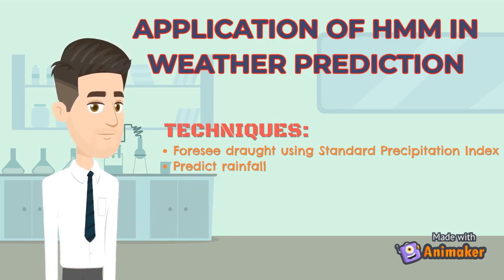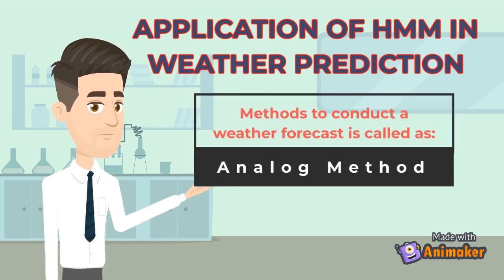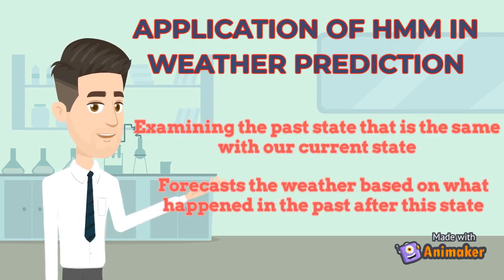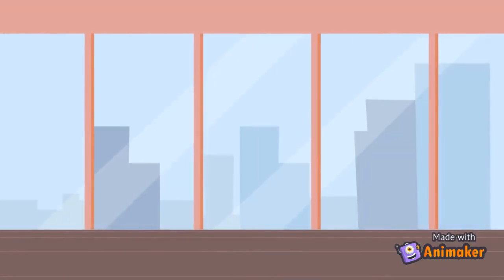One of the methods to do a weather forecast is called the analog method. It is about examining a past state that is the same as our current state and forecasting the weather based on what happened in the past after this state. So, it's perfect to use the Markov model to apply the analog method to forecast the weather.